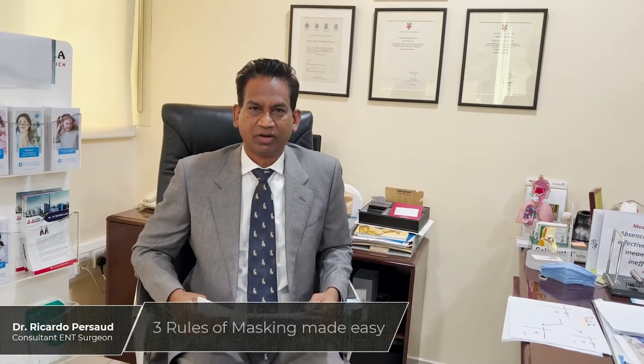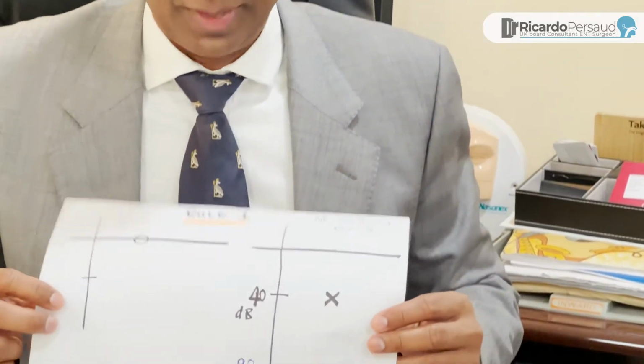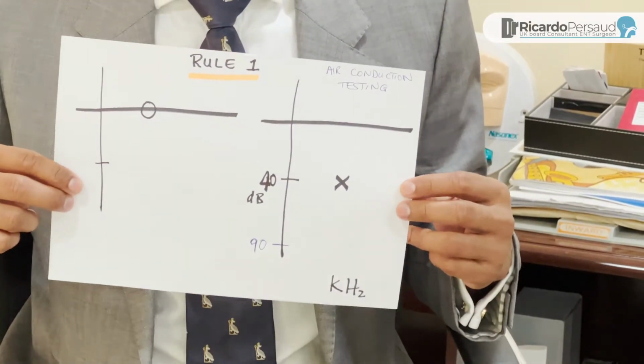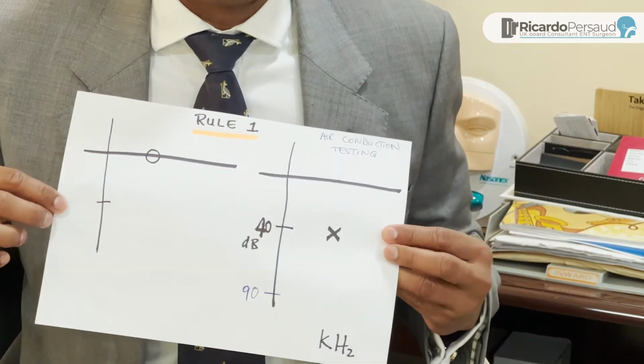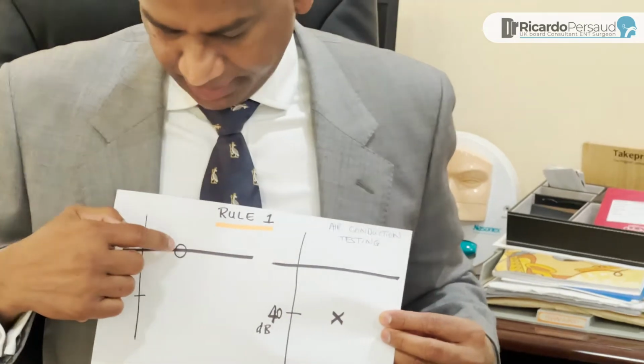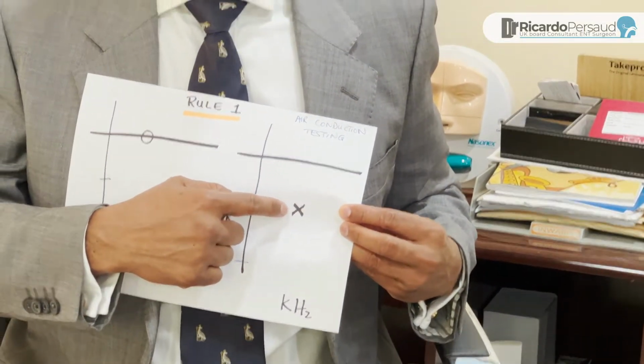Three rules of masking, and I'm going to use an audiogram to illustrate these rules. The first rule of masking has to do with air conduction testing, and this is it illustrated on an audiogram. Most of you who are watching this video will know what an audiogram looks like. This is air conduction on the right side and air conduction on the left side.